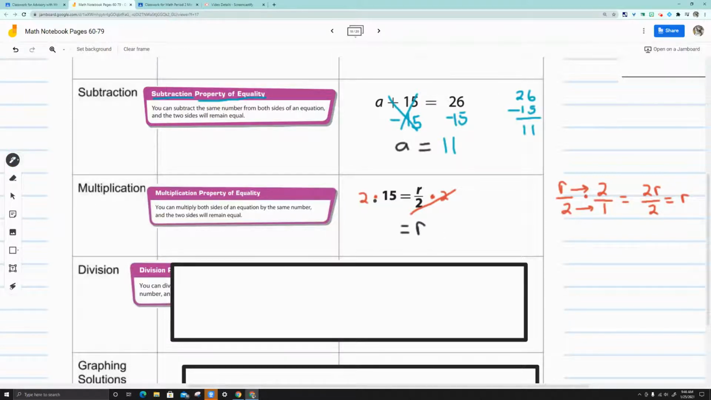But I still have to do 15 times 2, so I'm going to do that over here. A lot of you could do this in your head, but working it out on paper is not a bad thing either. 2 times 5 is 10. Carry the 1. 2 times 1 is 2, plus 1 is 3. So r equals 30.